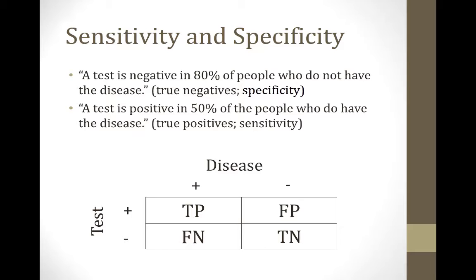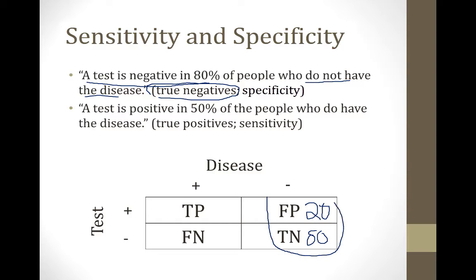A word about the language that's often used in question stems. You may see the following: a test is negative in 80% of patients who do not have the disease. What they are telling you is the true negatives. People who don't have the disease and test negative are true negatives. So they're saying that 80% is the number that goes right here. If this number is 80%, then this number must be 20% right here. And from these numbers, you could calculate the specificity, because remember, specificity concerns this column on the right.